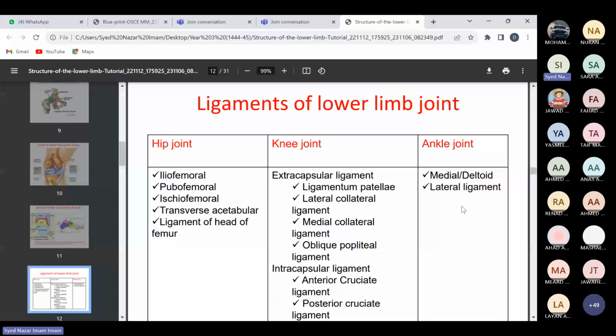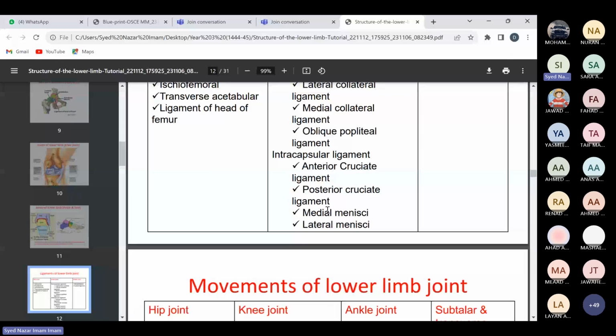Don't get confused. In some books, say in Gray's Anatomy, they'll only mention two ligaments, anterior and posterior cruciate ligament. These are the true ligaments. So they mention these two only as intracapsular ligaments, but some other books also mention the medial menisci and the lateral menisci. For our practical purpose, if it is asked in the exam, you can mention these two also as intracapsular ligaments because we are writing this in this lecture also.